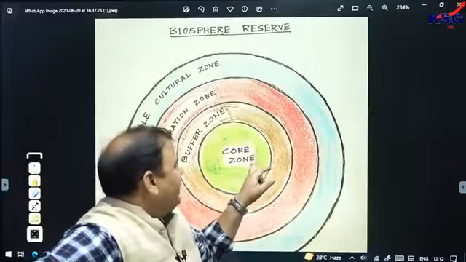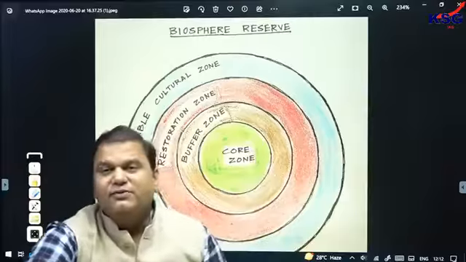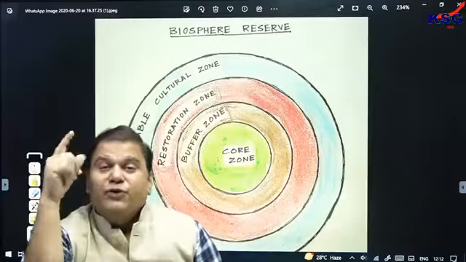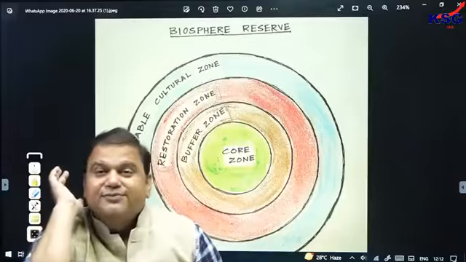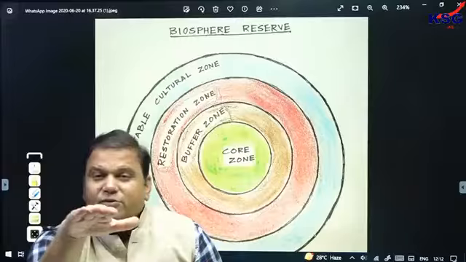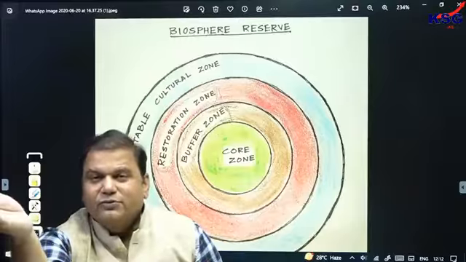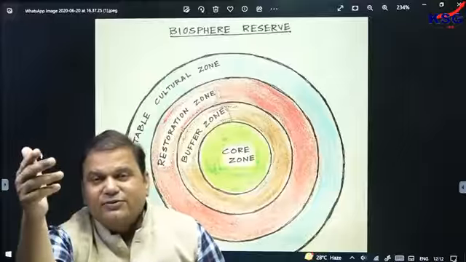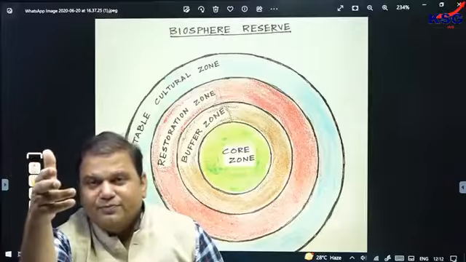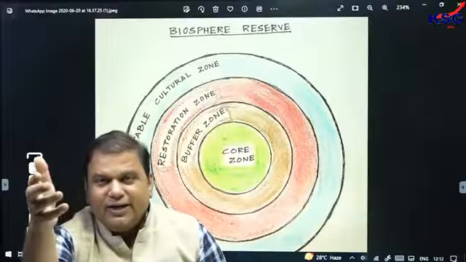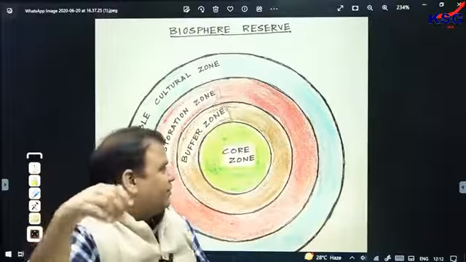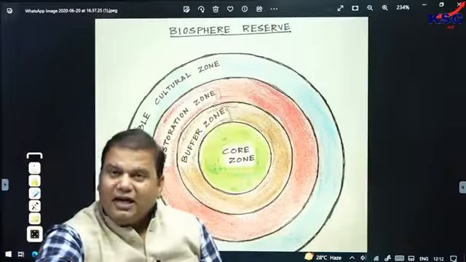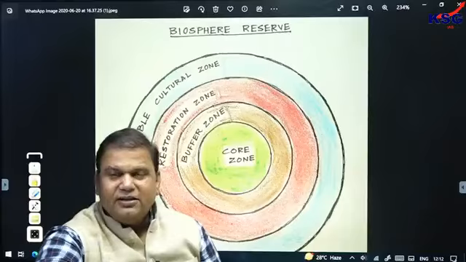But human activities in core zone of biosphere reserve would be regulated by 3 acts. First is the Forest Act of 1927. Reverse the date, 1972. Wildlife Protection Act of 1972. And Forest Conservation Act of 1980. So there are 3 acts which are responsible for regulating human activities in the core areas of national parks: the Forest Act, the Wildlife Protection Act 1972 and Forest Conservation Act of 1980.